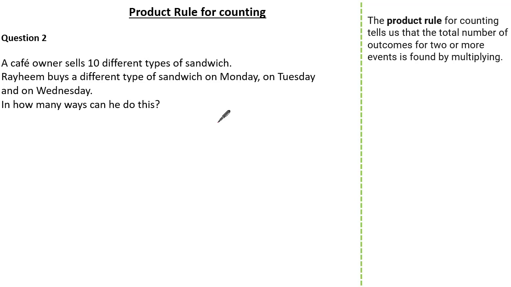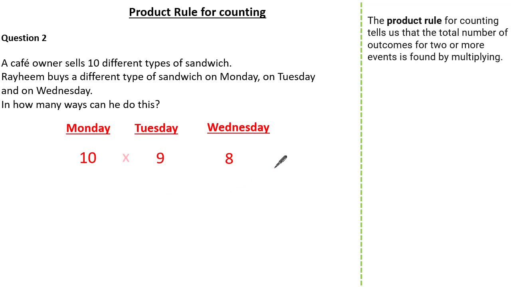So, on the first day, which is the Monday, he has a choice of 10 sandwiches. Now, on the second day, which is the Tuesday, he only has a choice of 9 sandwiches. This is because he's already tried a sandwich on the Monday. On the third day, which is the Wednesday, he only has a choice of 8 sandwiches. This is because he's already tried 2 sandwiches in the previous days.